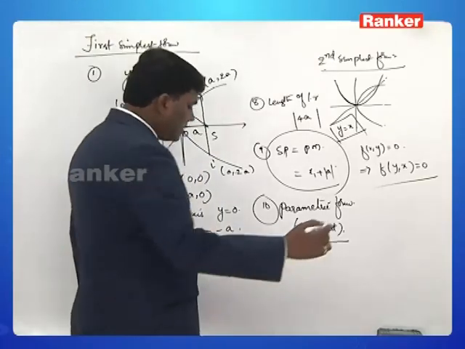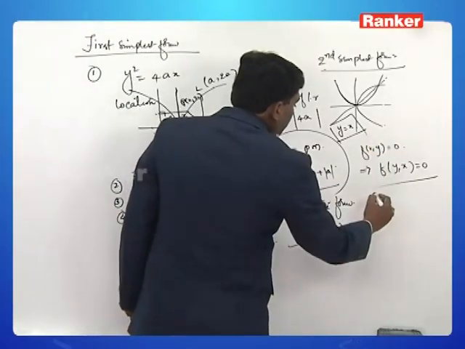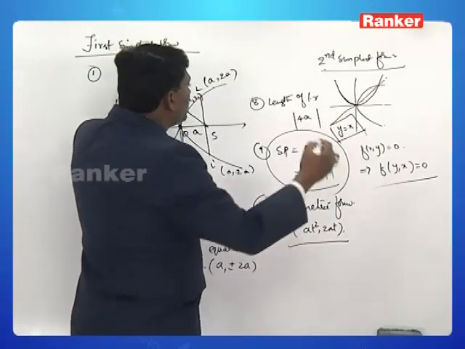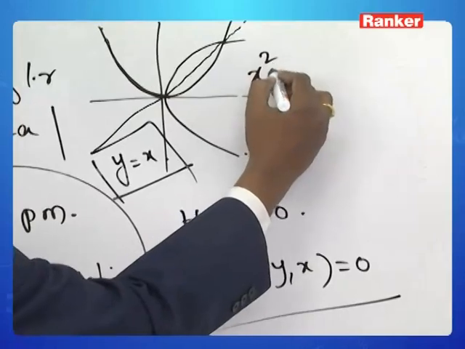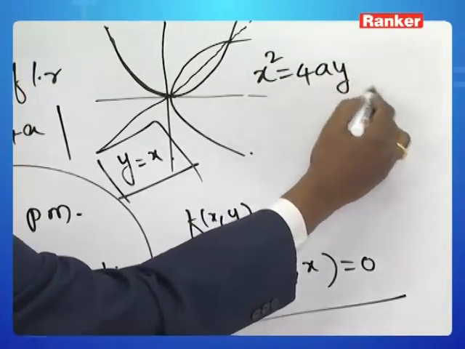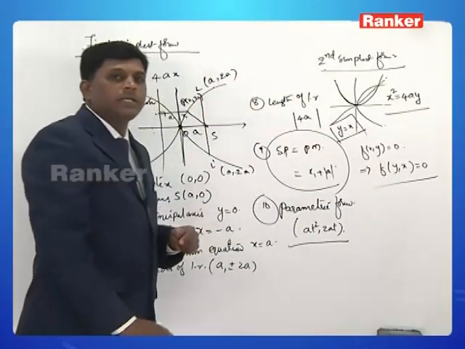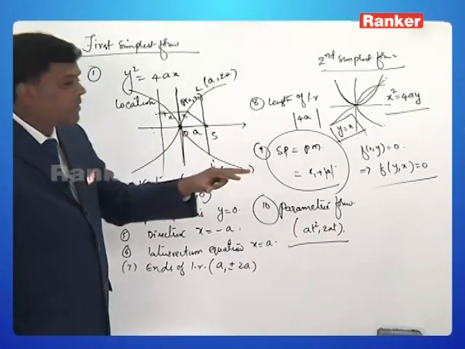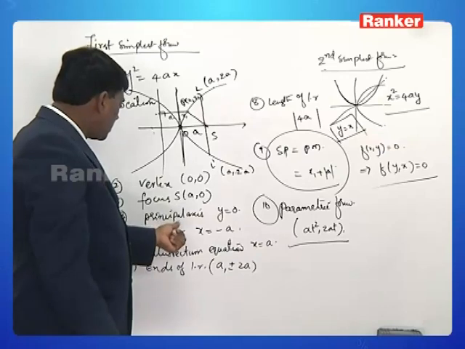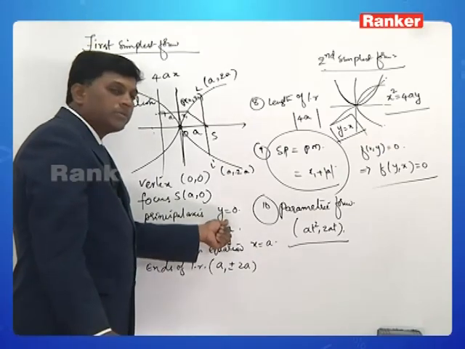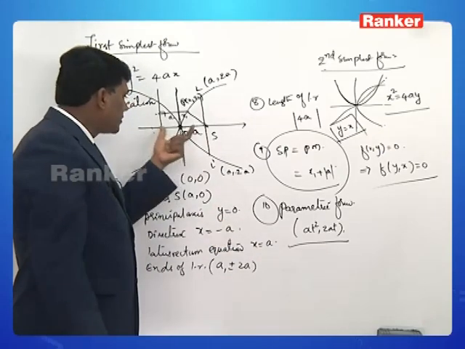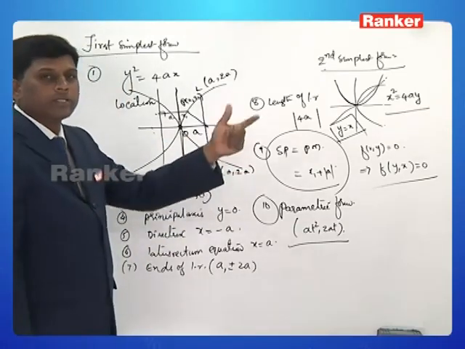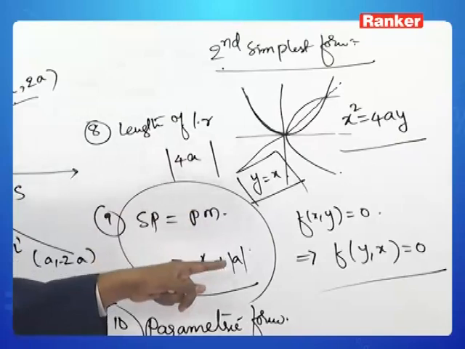That is, for example, y square equal to 4ax will now be written as x square equals 4ay. This is taken as the second standard form, second simplest form. We are just interchanging x and y. For example, principal axis y equal to 0 is taken for the first form. Now replacing y with x, you are getting x equal to 0 as principal axis for that.